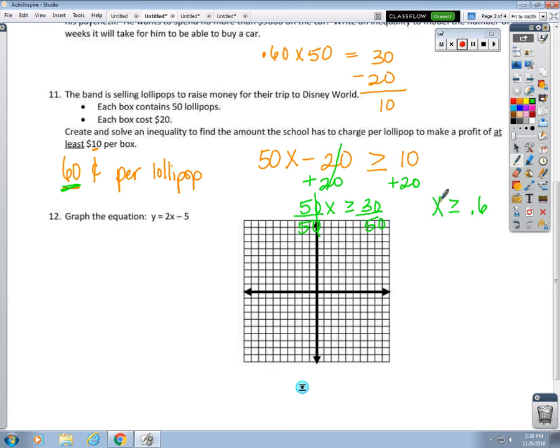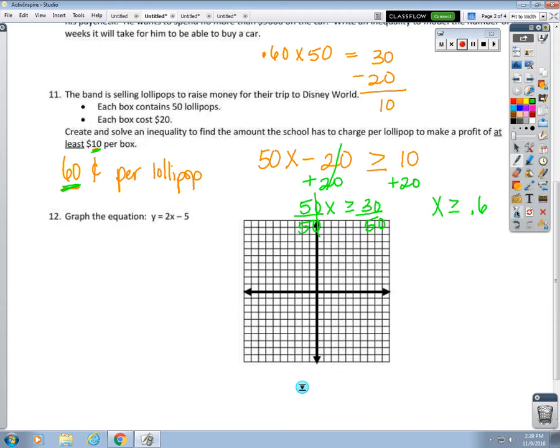So that's saying each lollipop needs to be either exactly 60 cents or greater if you want to make at least $10 per box. If you charge 60 cents, you're going to make a $10 profit. If you charge more than that, you'll make more than $10 profit. But to make at least $10, each one of them has to be 60 cents or more. Does that make sense? Any other questions about that problem?